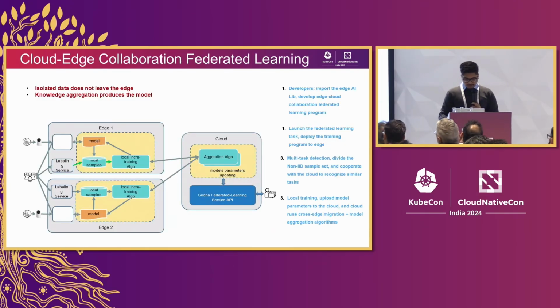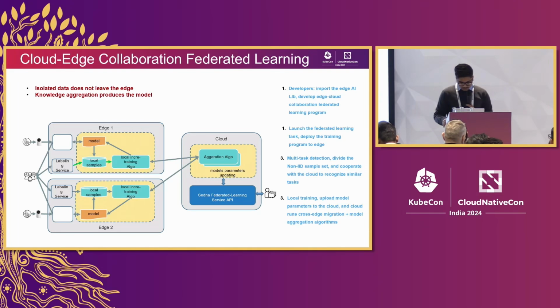Then there is the Sedna federated learning service. The idea here is that the isolated data at the edge should not leave the edge. This is mostly for security reasons or for compliance reasons. So what happens is, at the edge, we have a local training algorithm which would perform the training at the edge, and the raw data will not be sent to the cloud. Only the model parameters will be updated at the cloud, and the cloud will be running this aggregation algorithm.